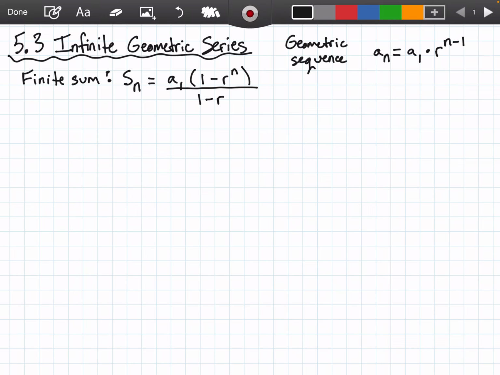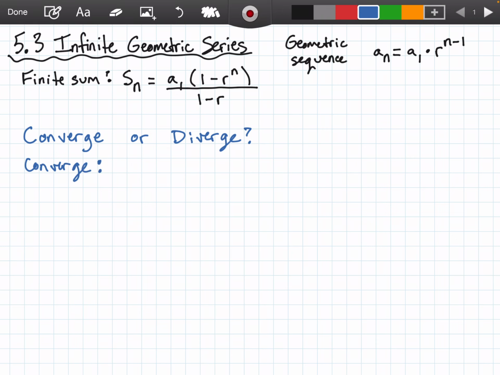So the first thing that we're going to be talking about is whether a series is going to converge or diverge. So here's what both of those mean. Converge is going to say the sequence approaches a finite value.